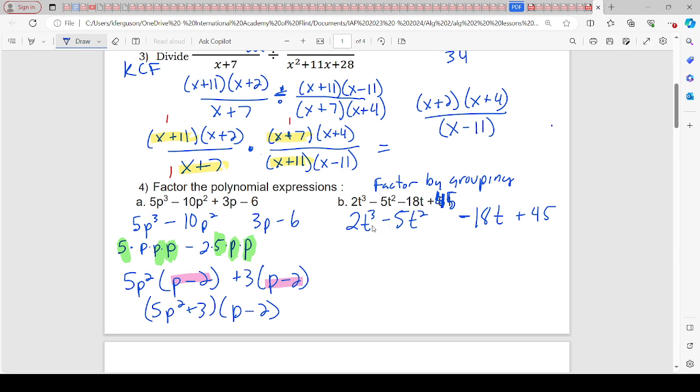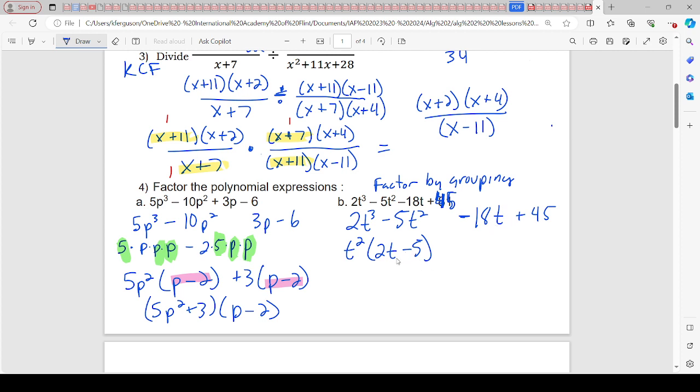Okay, so let's work it out. What do these two things have in common? Two t's. This has three t's, this has two. So we're going to pull out two t's, and we're left with 2t minus 5. Now I look for what these two have in common. They should have 9 in common.